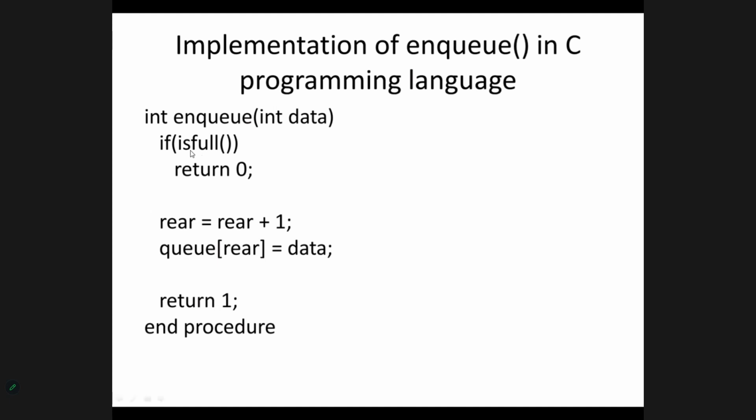So we are calling, okay, if the queue is full, then return 0. Else rear equals rear plus 1. So this is the new rear. And now insert the data element to the new rear and return success. This is the end of the procedure. So 1 means successfully inserted, 0 means not inserted due to some reason, right? So this is the implementation of NQ.